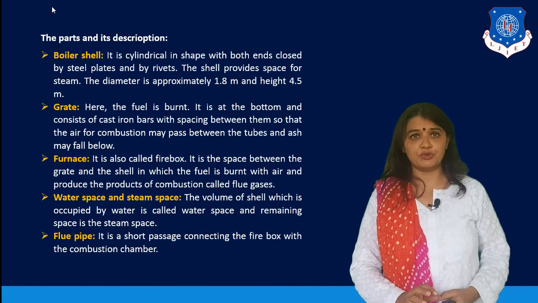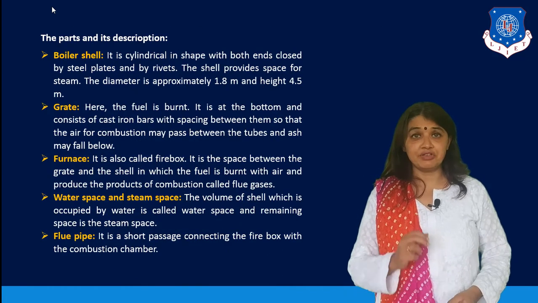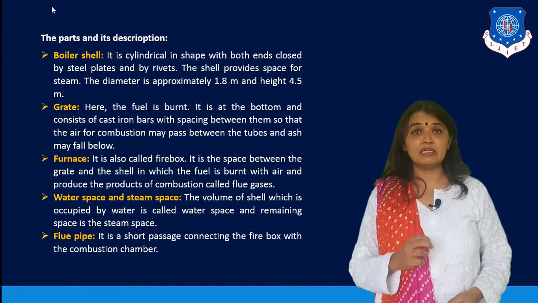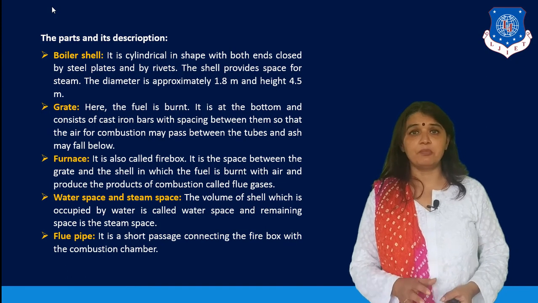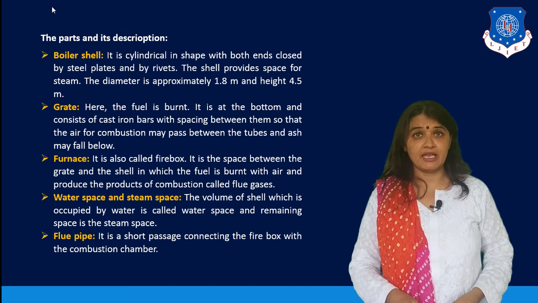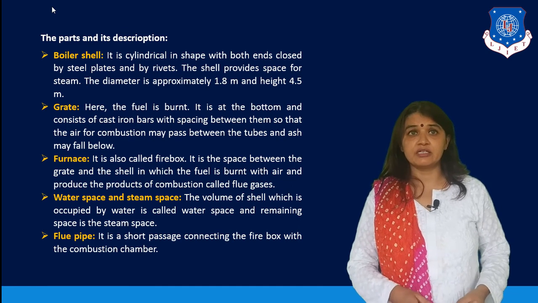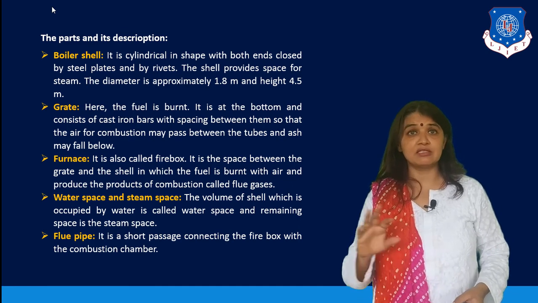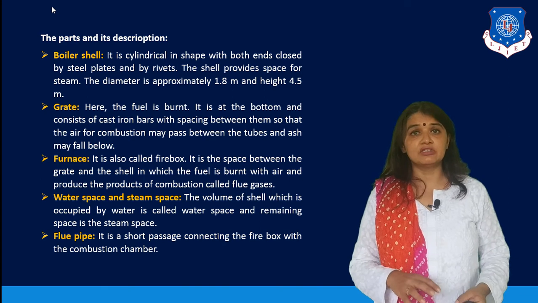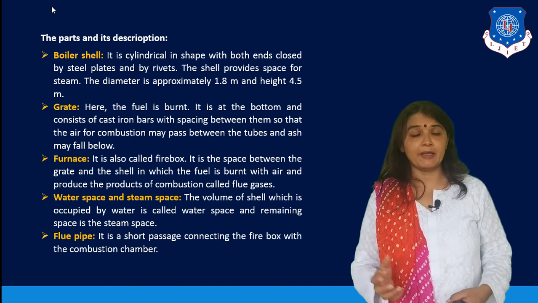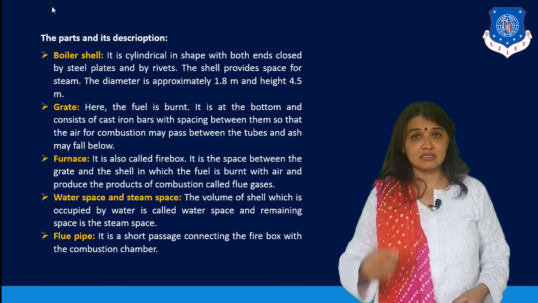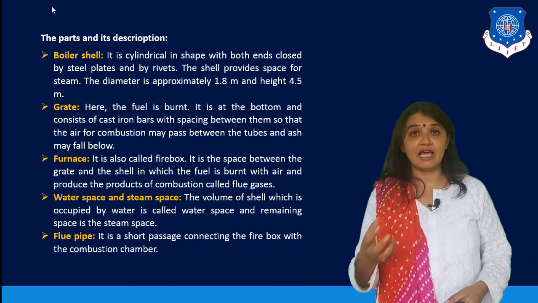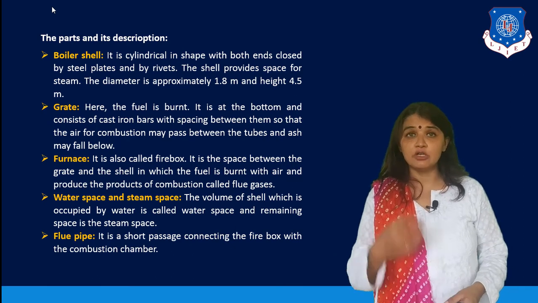Now next, we discuss each and every part and we describe them. Here you can see different parts like the boiler shell, the grate, the furnace, the water space and the steam space, and even the flue pipe. Everything is defined and described, and its physical dimensions and locations are also given.